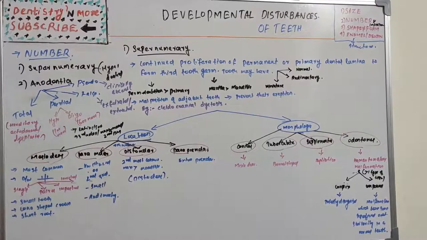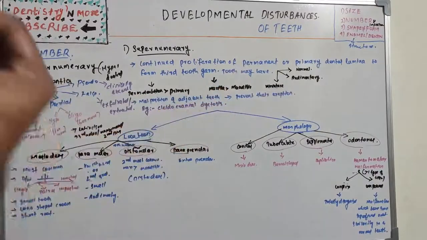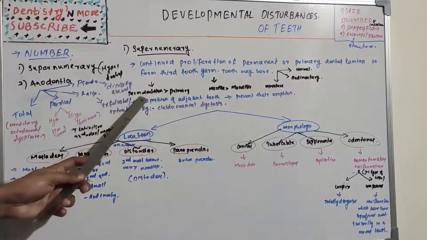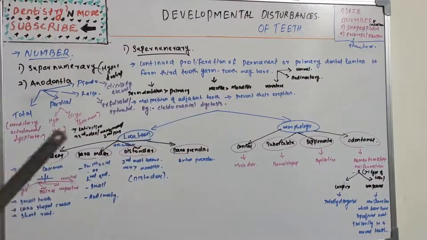So that is supernumerary teeth. It could be a normal tooth, a rudimentary tooth, or a miniature version of that normal tooth. It is most commonly seen in permanent dentition rather than primary, and more in the maxilla compared to the mandible. So what happens when these are present?